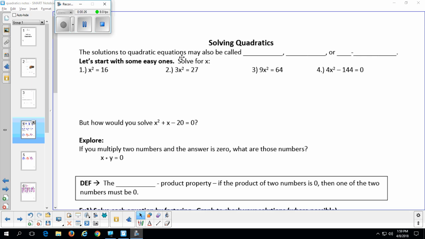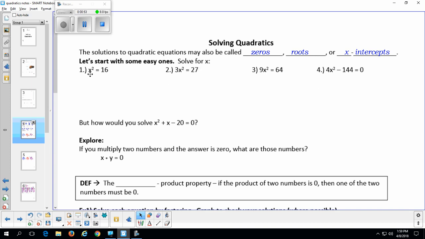And solutions to quadratic equations, you may also see these called zeros. You may see them called roots, and you may see them called x-intercepts. Okay, all that basically means solve for x. Figure out what x is going to be so that the equation works. That's what that means. So don't get thrown off by those words, just solve for x. Okay, so we're going to start with some easy quadratic equations, solving for x.